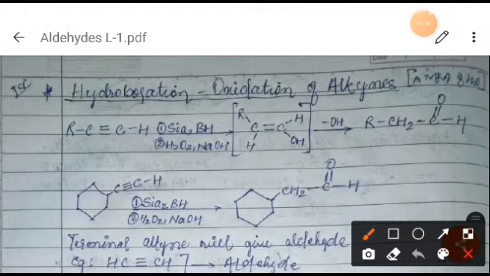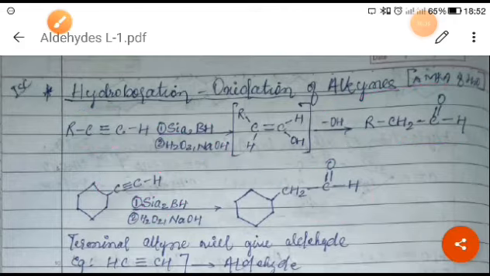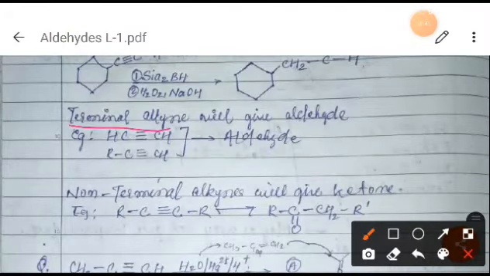As you can see, one alkyne we have taken, and in presence of Sia2BH, H2O2 and NaOH, it is forming an intermediate like this. After that, in the presence of OH negative, it will form aldehyde here, right? Now again, as you can see, one alkyne is here in presence of Sia2BH, H2O2 and NaOH, and it is forming aldehyde, right?